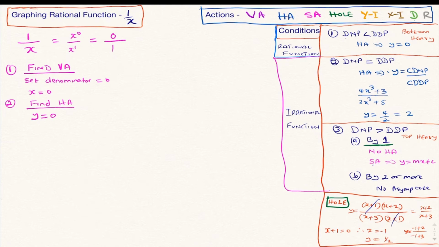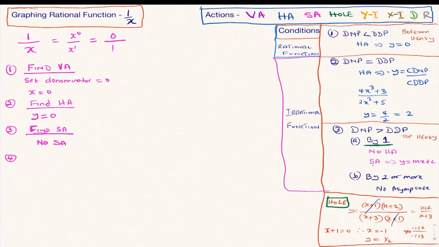And that's it. Number 3, SA. To find SA, if you look on the right, if it's a rational function, it does not have a slant asymptote. If it's an irrational function, it may or may not have SA, so you have to check the condition on the right. In this case, it does not have a slant asymptote, so no SA.